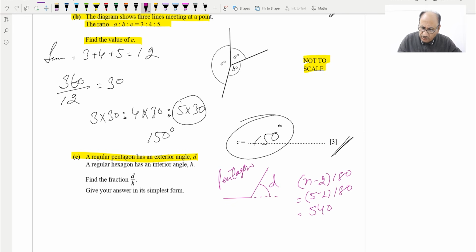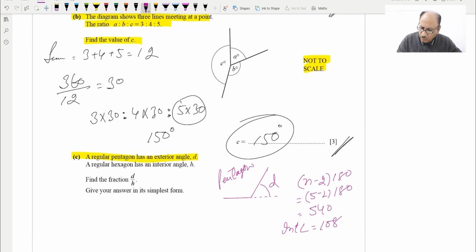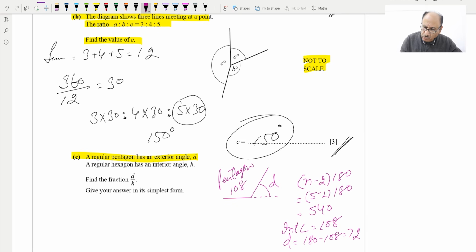So the interior angles sum to 540. So one interior angle will be equal to 540 divided by 5, which is equal to 108. So the interior angle is 108. So the exterior angle, the value of d, will be equal to 180 minus 108, which is equal to 72. So the d value we found is 72.